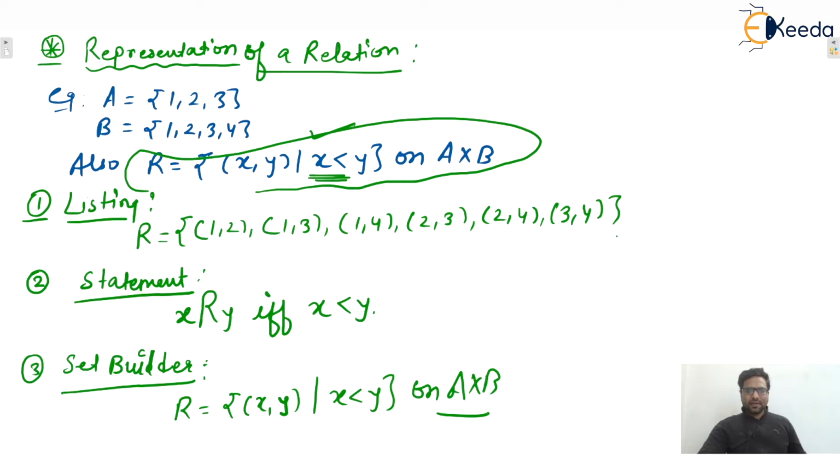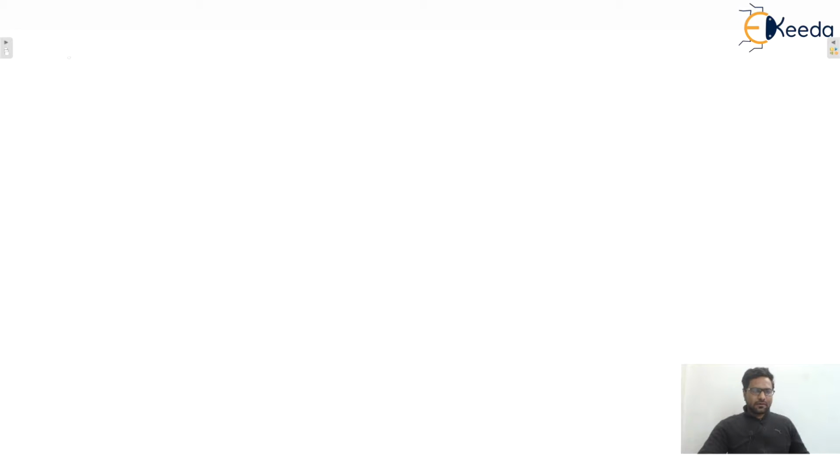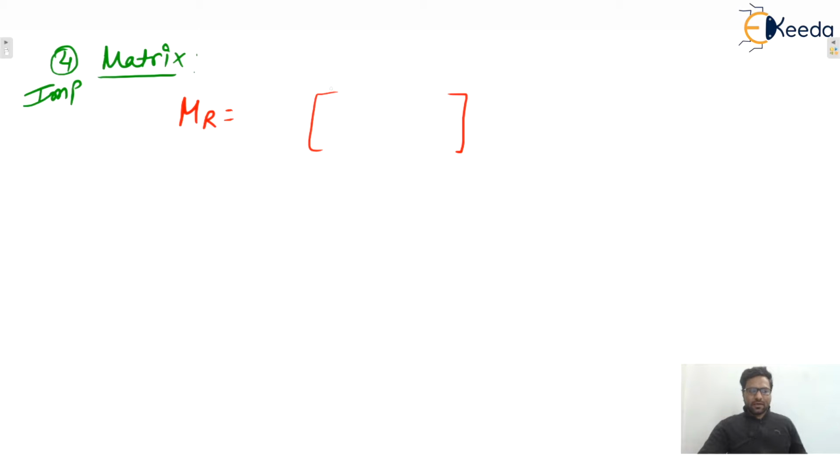Next representation is the matrix representation, which is important as well. So this one is an important one. Let's say A contains the elements 1, 2, 3 and B contains 1, 2, 3, 4. Make rows and columns.